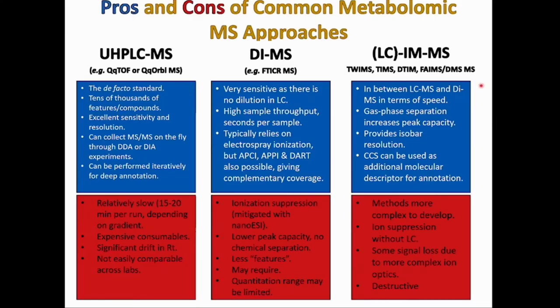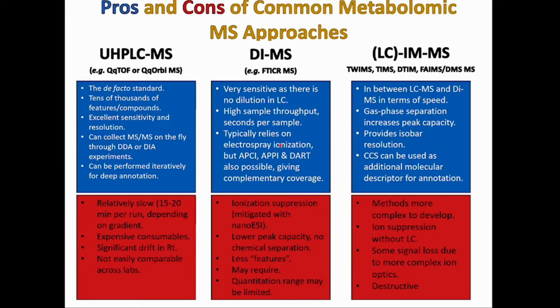The question of how to choose the technique, well, the de facto standard is liquid chromatography mass spectrometry. That can be done with a time of flight mass spectrometer, can be done with an orbitrap mass spectrometer. There are different types of instruments. It allows you to measure tens of thousands of compounds. It has excellent sensitivity. You can collect fragmentation information to identify the molecules. But the problem is that it's relatively slow. It takes about 15 minutes per sample. It has expensive consumables. This is still cheaper than proteomics, but it's still expensive.